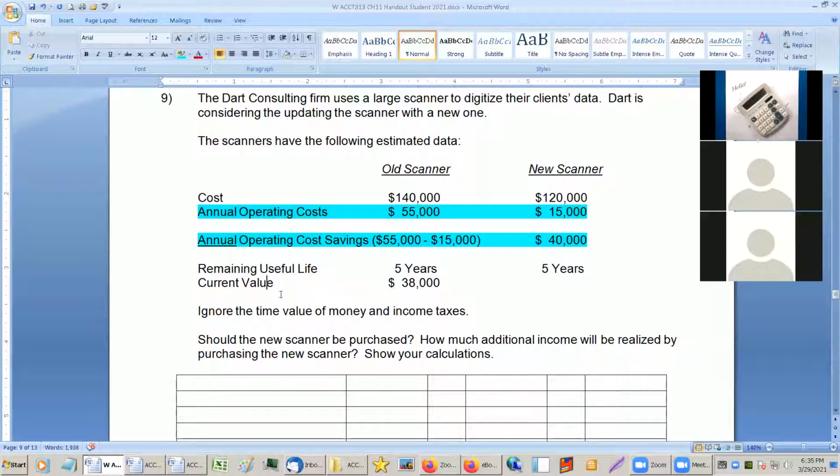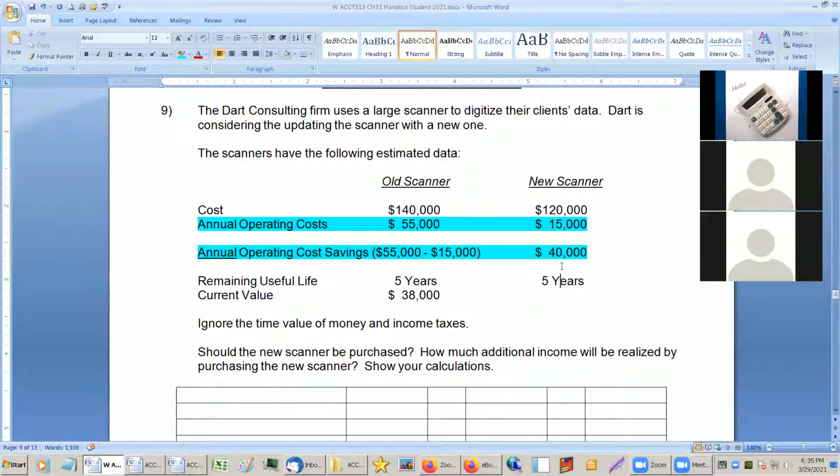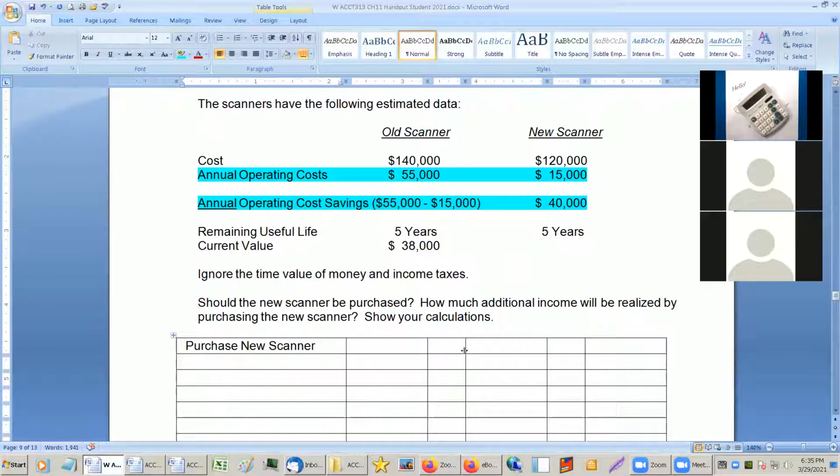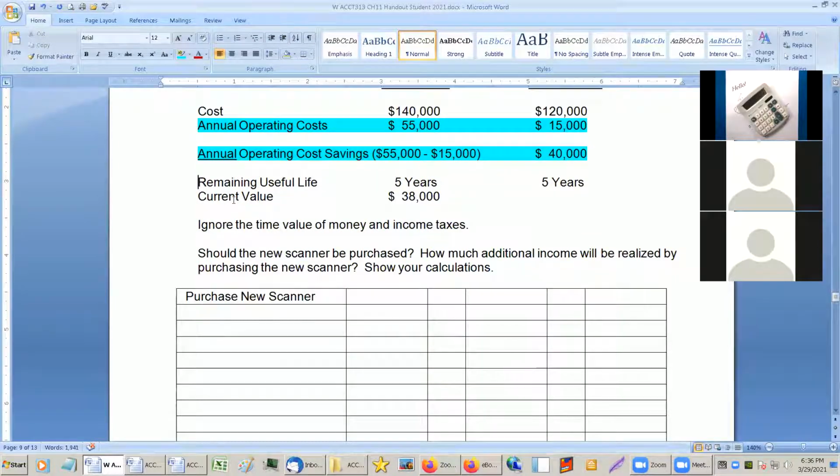And they don't give a salvage value for the new one. Assume there isn't one. If they don't give it to you, just assume it's zero. So see if they should replace the old scanner or keep the old scanner. Those are the alternatives, so buy a new scanner. Purchase, I think. Okay. So see what the cost would be, what the total savings would be, again, over 5 years. I will be as quiet as I can be, and see if you can figure that one out.